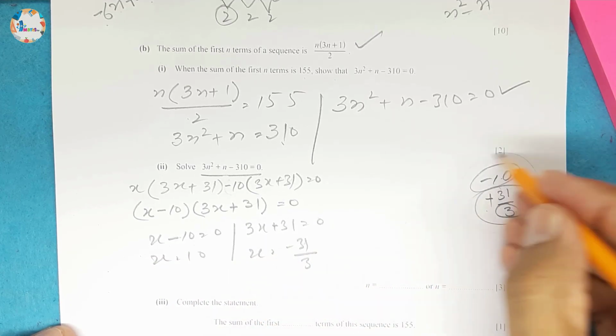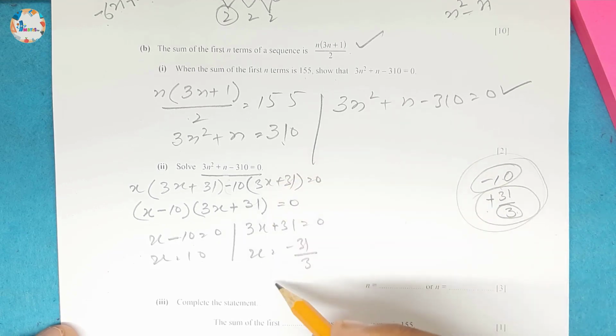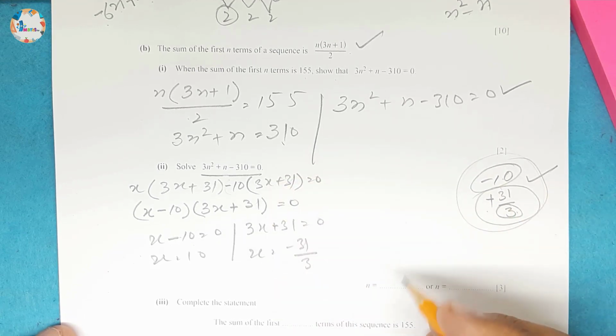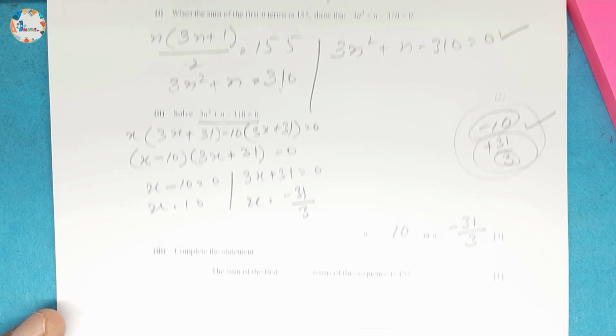Basically we got the answer over here, but this is a 3-mark question. We have to show working. So to show working we are doing this one, otherwise we got the answer over here already. Now this is our answer, 10, and this will be minus 31 over 3. This will be the final answer.